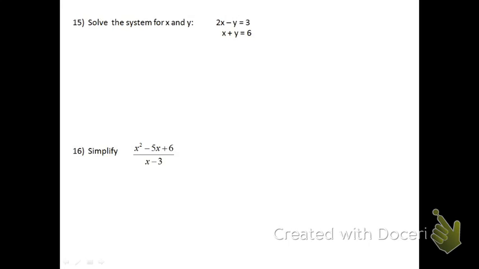Okay, solving the system, I can see that if I add these equations together right away, I get rid of the y. So I'm going to do that. So 2x plus x is 3x, the y's are gone. 3x is equal to 9, so that tells me that x is equal to 3.